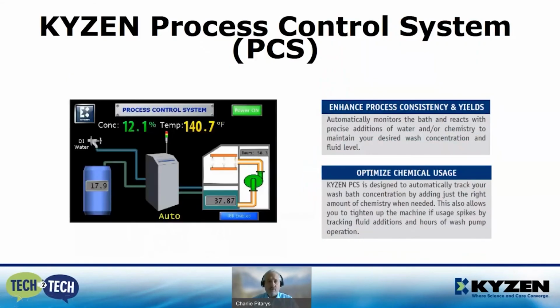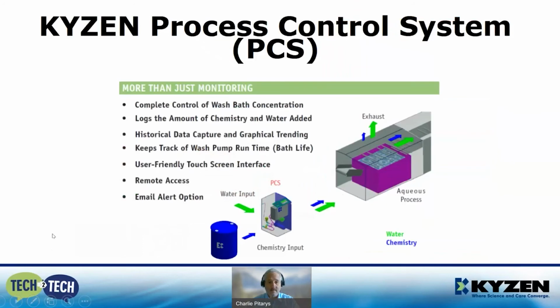And the Cadillac of all control systems is the KYZEN PCS. This automatically monitors the bath and reacts with precise additions of water and or chemistry to maintain the desired wash concentration. It will track the amount of chemistry added, the amount of water added, also the wash pump runtime. And it's pretty much a hands-off system once installed.